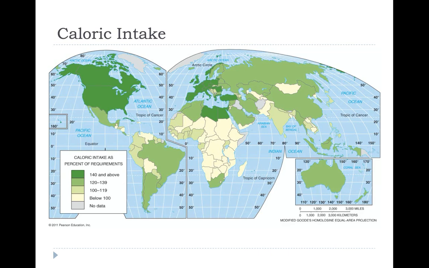This is caloric intake, so how many calories somebody is getting as a percent of their requirements. So if they are one of the two darker green countries or colors, it means that they are getting enough nutrients. They're getting higher than their required caloric intake. They have an abundance of food. They have excess food. Whereas the pale yellow color means that they do not have enough food, and hunger and starvation and malnutrition are an issue in those countries.